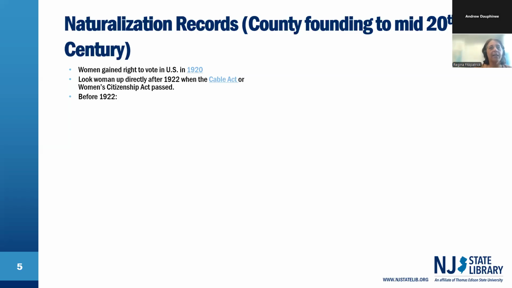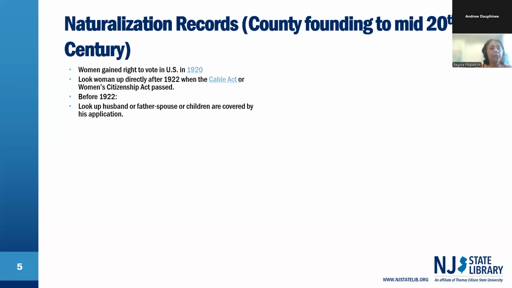And also, there was an act that had passed in 1907 that stripped native-born U.S. women of citizenship if they married somebody who was not a naturalized United States citizen. So if somebody was foreign born and your woman ancestor got married between 1907 and 1922, pay attention to that because she might have lost her citizenship. So the Cable Act stopped that practice essentially. So after 1922, make sure you're looking her up in her own right.